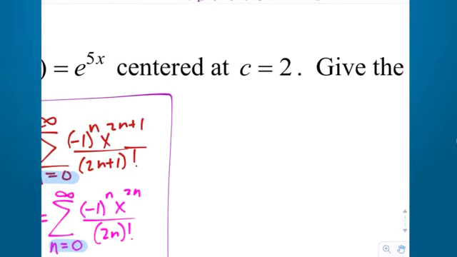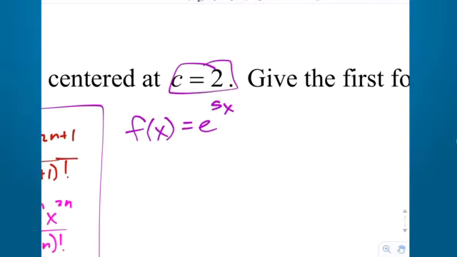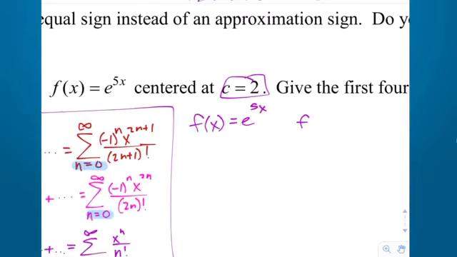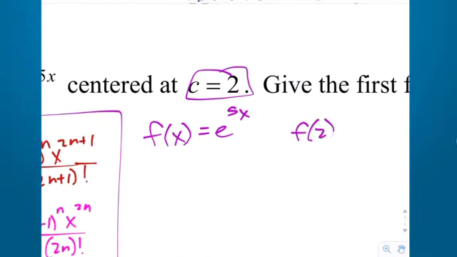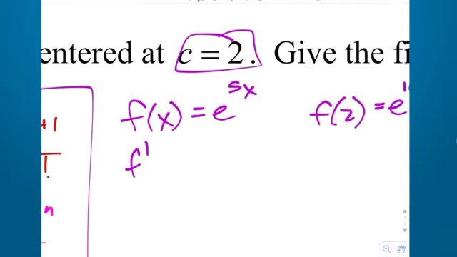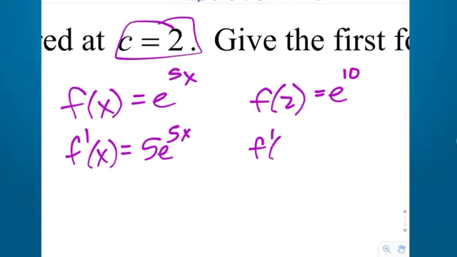So let's start with f of x equals e to the 5x, and we want to center it at 2. The reason we would want to center it maybe at 2 is because maybe we're trying to approximate f of 2.1 instead of f of 0.1. So if you choose a center that's relatively easy to evaluate but is still close to some number that you can find the value of, it makes sense to move the center. So f of 2 would be e to the 10th, right? f prime of x is going to be 5 e to the 5x. So f prime of 2 is 5 e to the 10th.